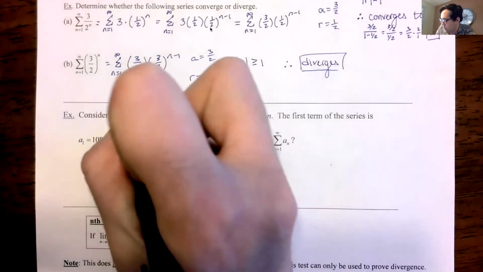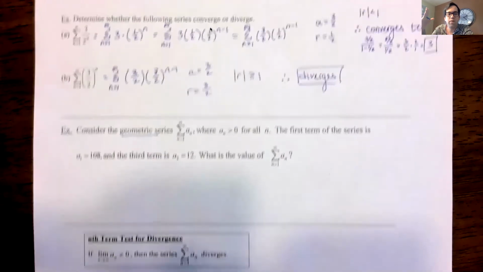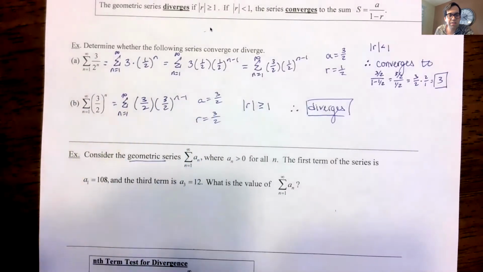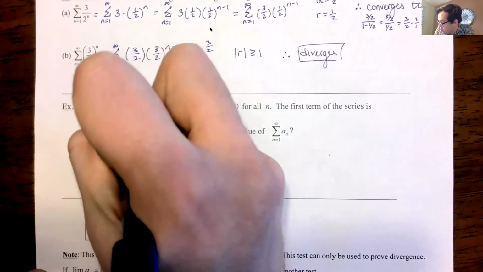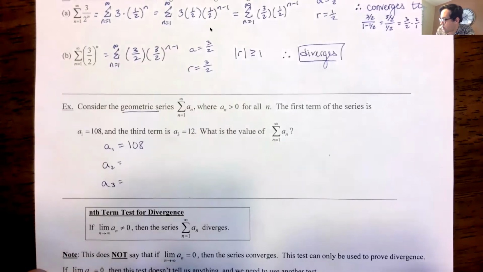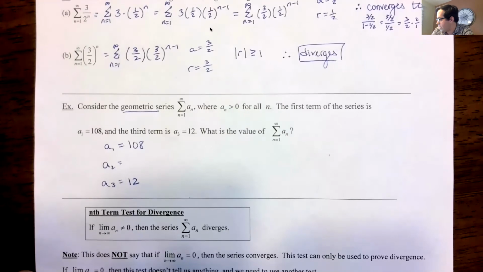So we're told that we have a geometric series. Remember, a geometric series means that we're multiplying by the same ratio every time, right? In the first question, that ratio was 1/2. In the second question, that ratio was 3 halves. So if we know the first term is 108, and we know the third term is 12, what is the r? What's our formula here?